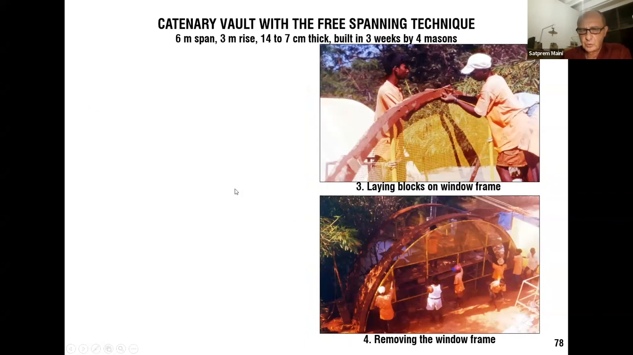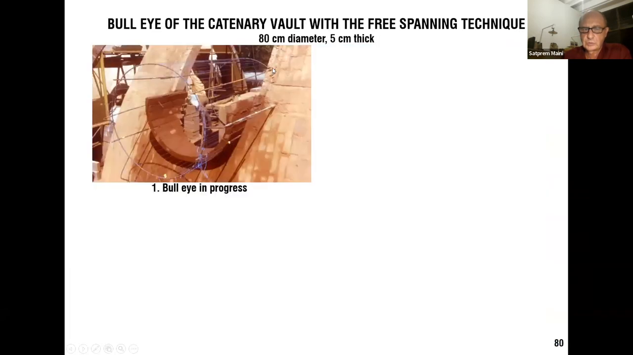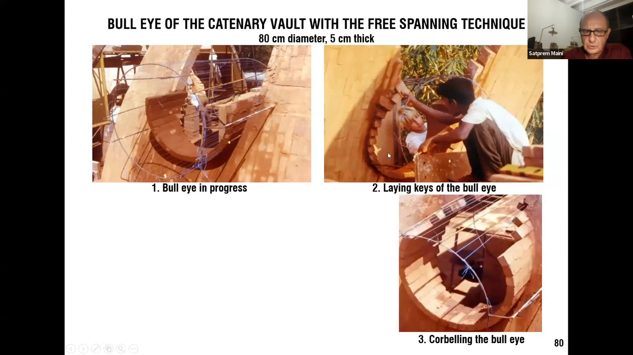So here we have a bull's eye, which is prepared with some rods, in process here. So we just have a circle outside, circle inside, with some string lines in between to follow the shape of the cylinder. We build some keys inside to hold the bull's eye with the masonry above. And this is done in 2 days.